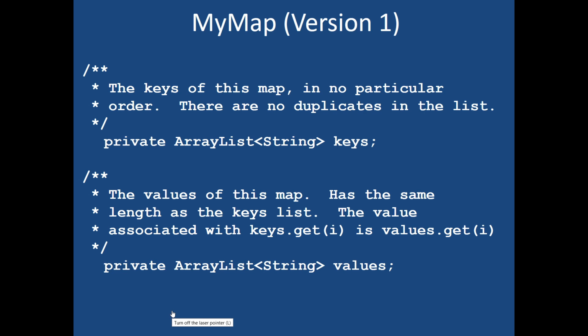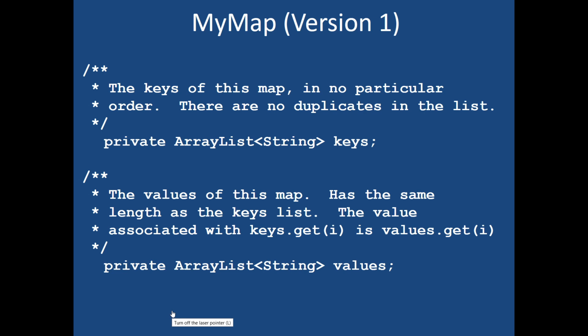So the first one says, the keys of this map in no particular order, there are no duplicates in the list. So when you write comments to describe your instance variables, you've got to describe what they're for, holding the keys, but also describe any constraints, such as there are no duplicates in the list, because that's important for the implementer to know that they're not supposed to put duplicate keys in the list.